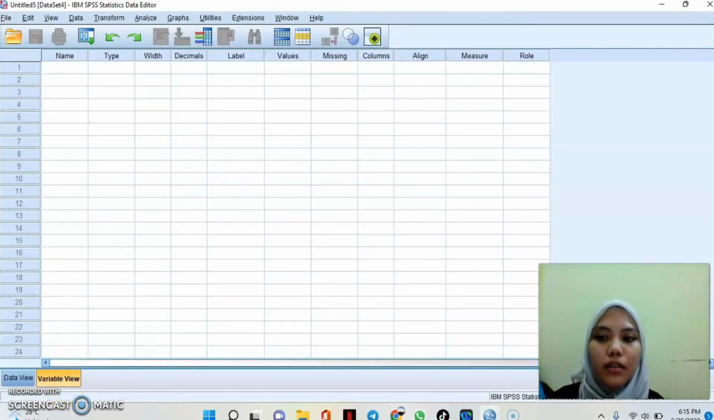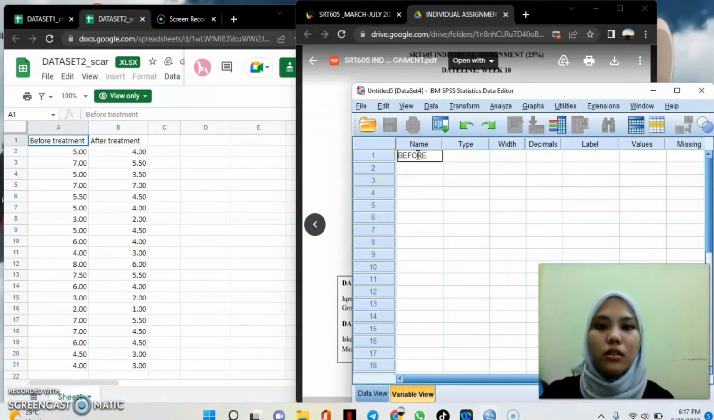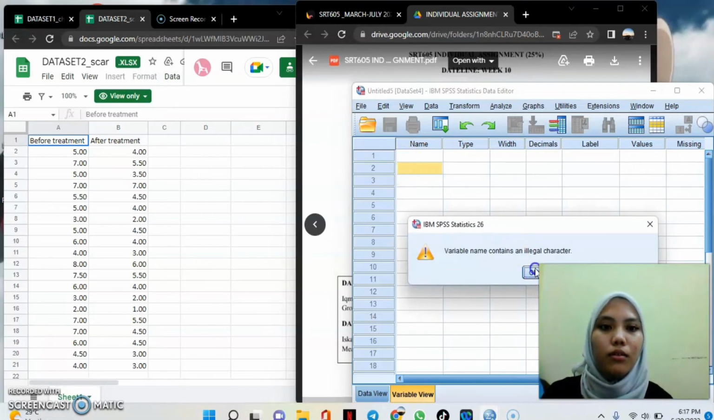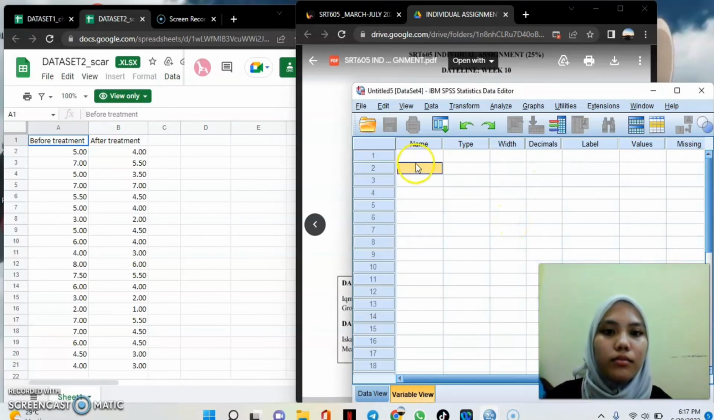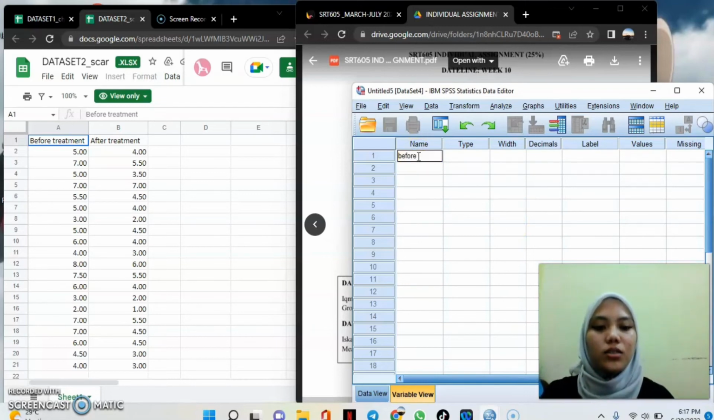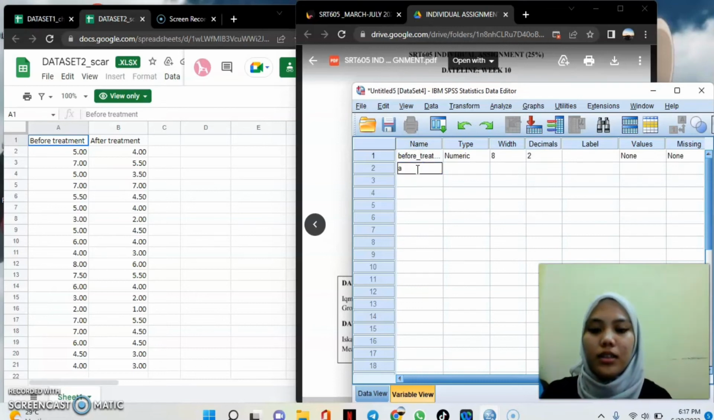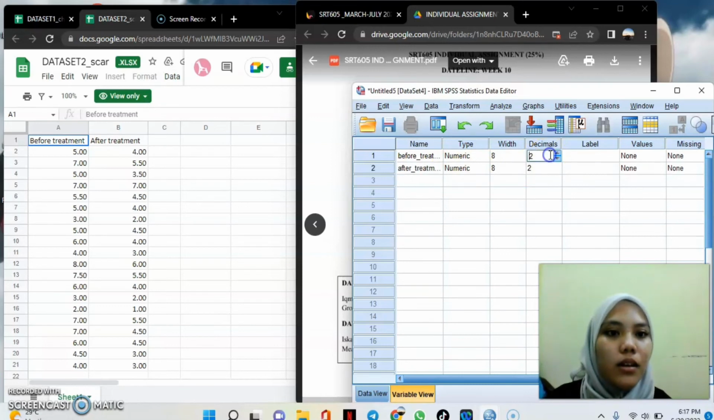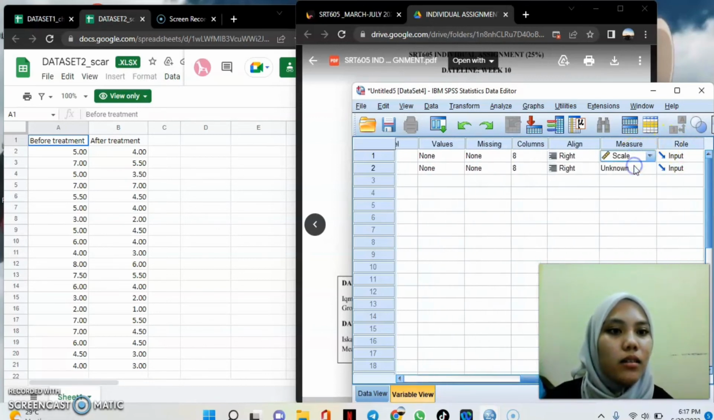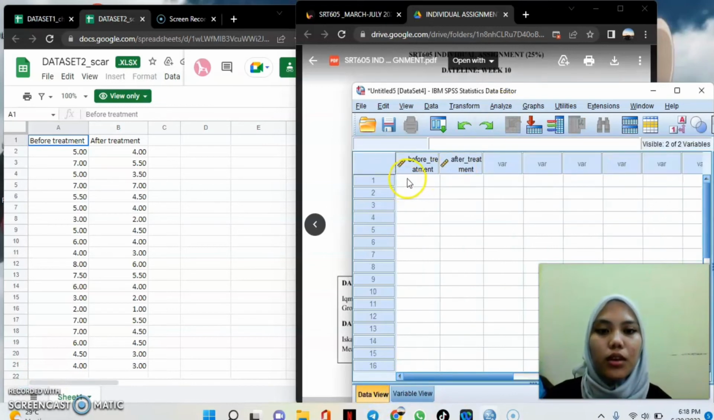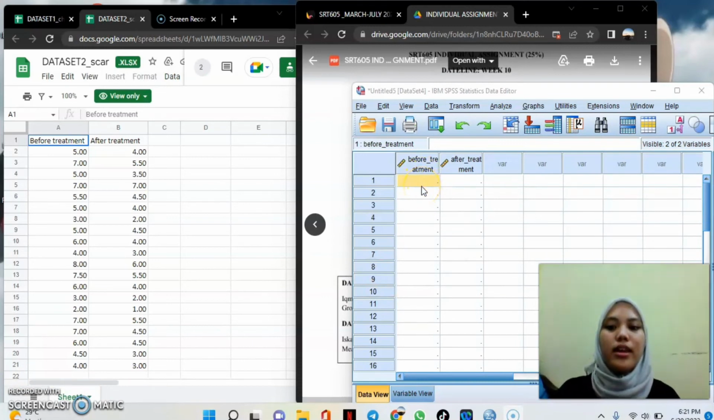and in the variable view, for the first we're gonna put before_treatment, and the second one is after_treatment. For decimal, both of them will be using 2, and for measure we put scale for both of them. And then we proceed to the data view, where we're gonna put all the data.